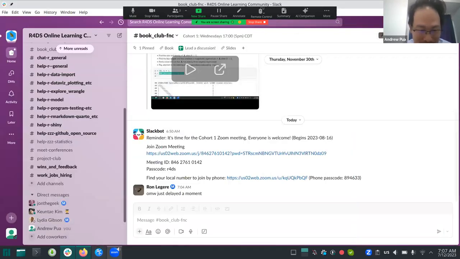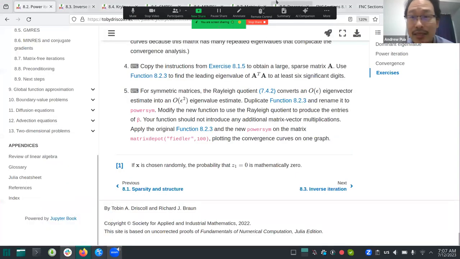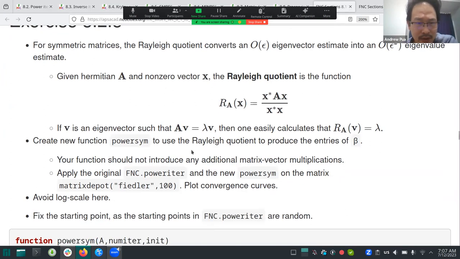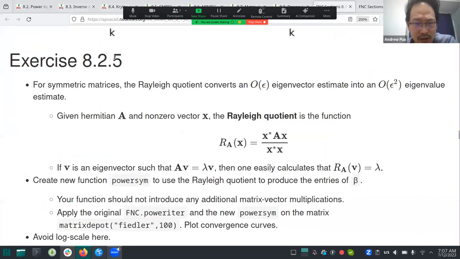Okay, so I think I should continue with what I left behind from 8.3 and 8.4. I might not be able to show everything for the exercises, but I would want to emphasize a couple of nice exercises, like exercise 8.2.5, where you're asked to modify the power iteration command that they provided to use a different kind of eigenvalue estimate using the Rayleigh quotient.